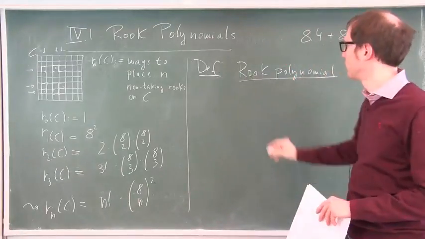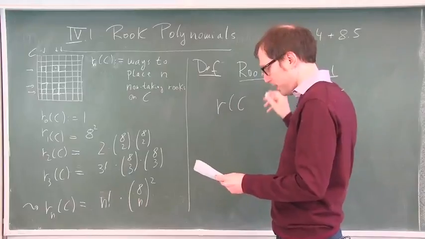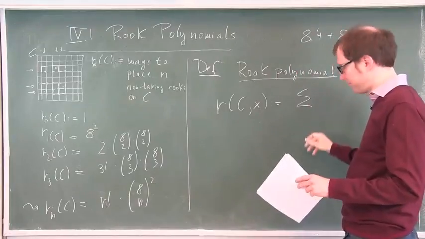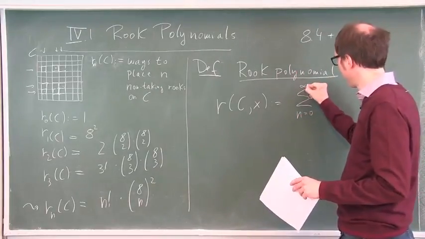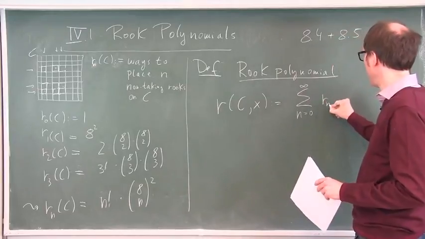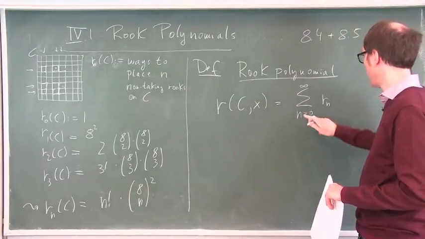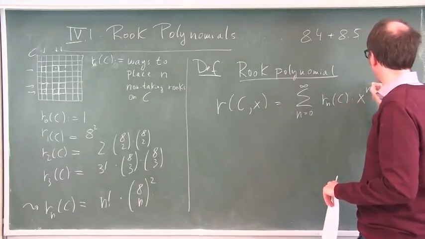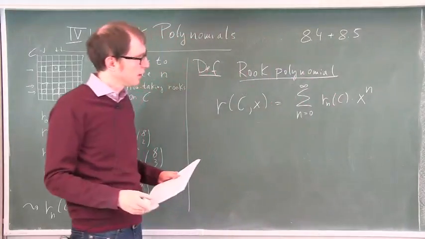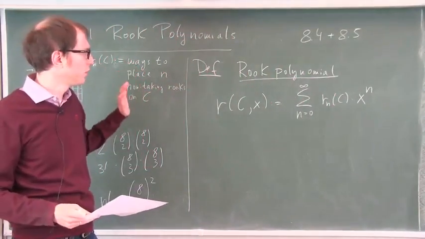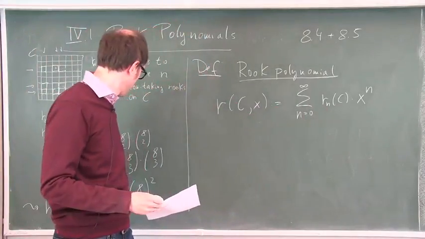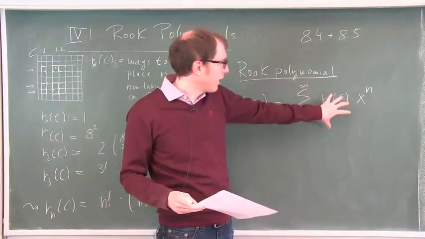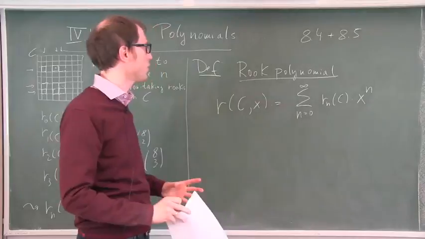So the Rook polynomial R(c, x) is defined as the sum, using the variable n from 0 to infinity, of R_n(c) times x to the n. So why is this a polynomial, and what are we doing here? Well, we're taking this sequence R_n(c), taking all of these numbers and collecting them together in a more compact object.